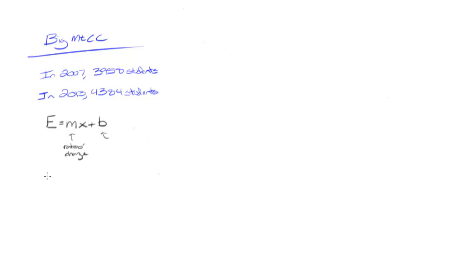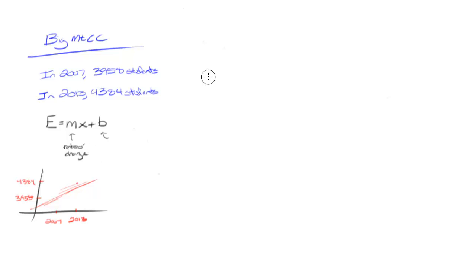Take another quick look at what we're being asked to do here. We're given two pieces of information, and we consider these points on a graph. That in 2013, we had 4,384 students, and in 2007, we had 3,958 students. And we're being asked to construct this model which will estimate the number of students in future years. Let's go about doing this work.